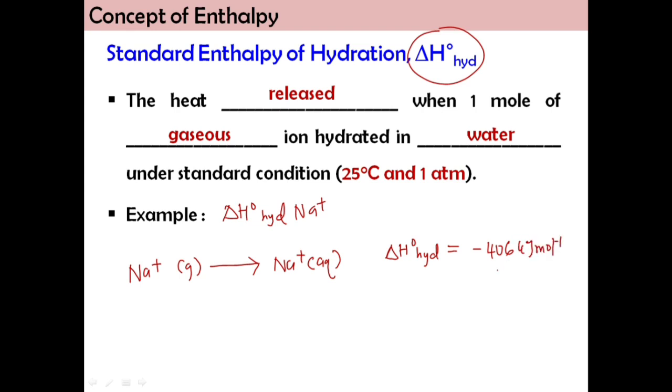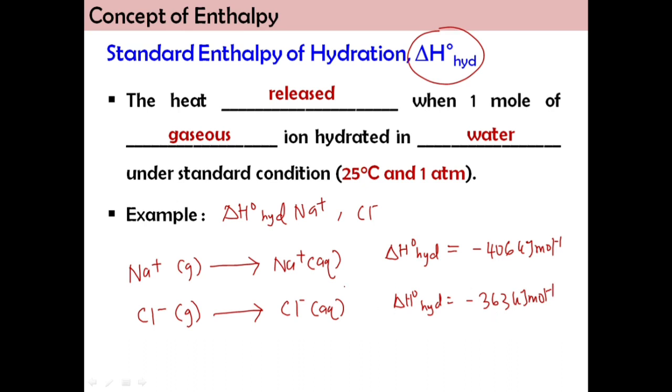Okay, let's say kalau saya tambah satu lagi, untuk Cl- pula. Jadi Cl- ni adalah ion dan dia adalah gaseous ion. So apa letak di dalam air? Apa terjadi kepada dia? Tukar fasa jadi aqueous. As simple as that for hydration. Jadi kita akan includekan the enthalpy value. So for this one is negative 363 kilojoule per mole. Okay. Jadi hopefully boleh faham untuk equation.